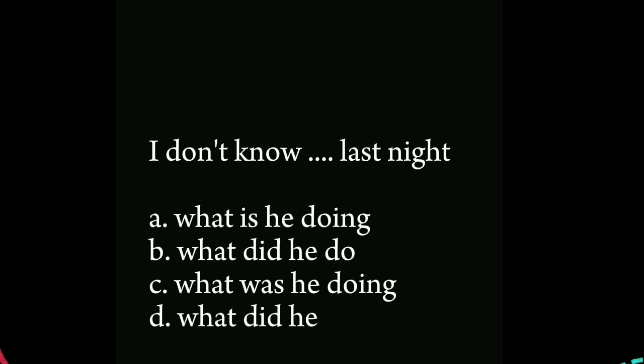To answer this question, you need to remember that a noun clause cannot be shaped like an interrogative sentence. So you can be sure that options A and B are wrong. Option D only has an auxiliary and no main verb, so it's definitely wrong. The most appropriate answer to this question is part C, what he was doing.